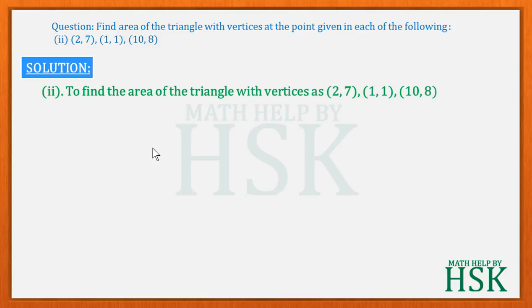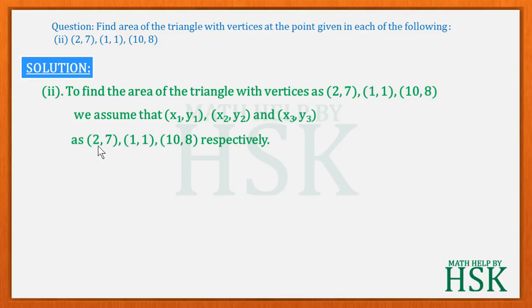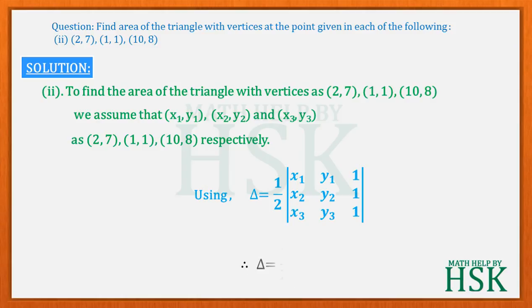Now in the second part we have to do the same thing. We have to find the area of the triangle with the vertices (2, 7), (1, 1) and (10, 8). So we assume x1, y1, x2, y2, x3, y3 as the points (2, 7), (1, 1) and (10, 8) respectively. Using the formula, I can write the area of the triangle as equal to 1 upon 2 times the determinant 2, 7, 1, 1, 1, 1, 10, 8, 1.